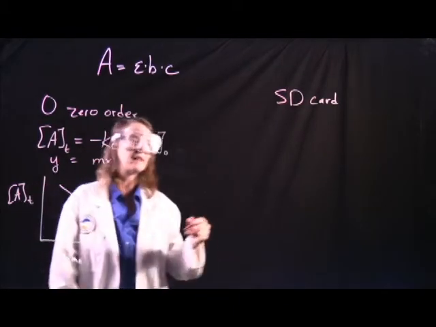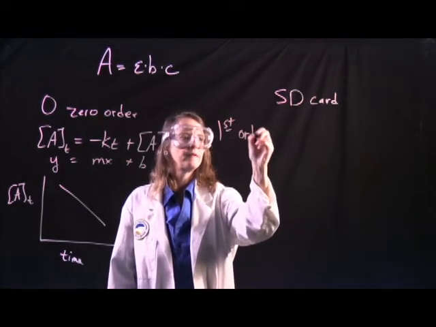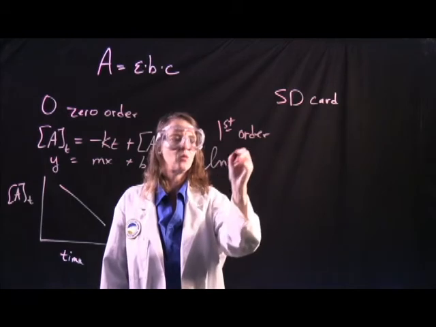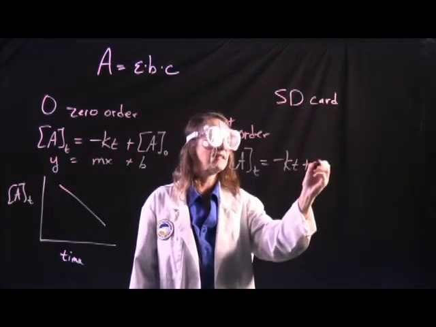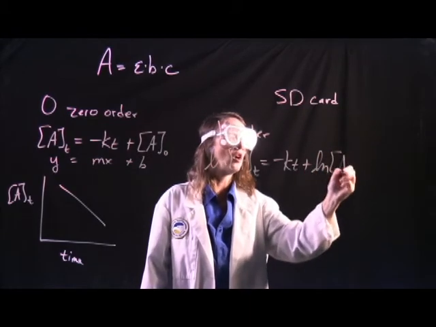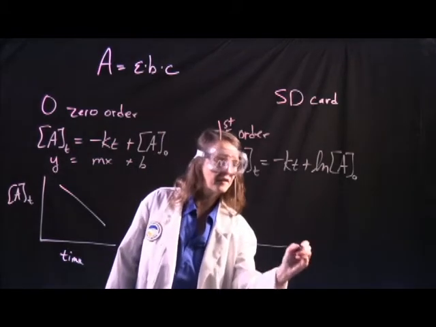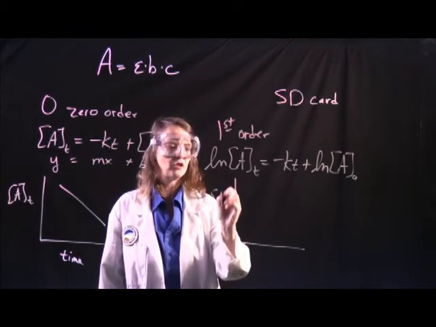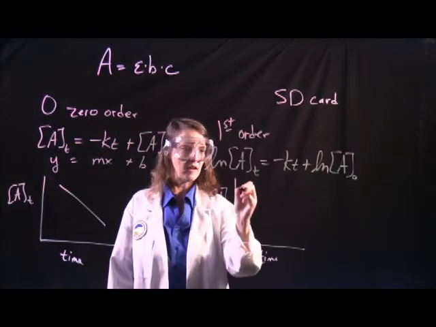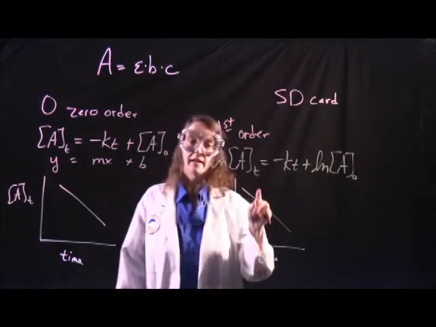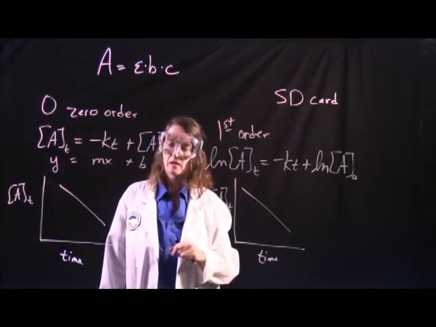If you're doing this for first order kinetics, the equation is natural log of concentration is equal to negative kt plus natural log of initial concentration. And so when you graph natural log of concentration versus time, and once again a negative slope, if this gives you a straight line, then you're looking at first order kinetics.